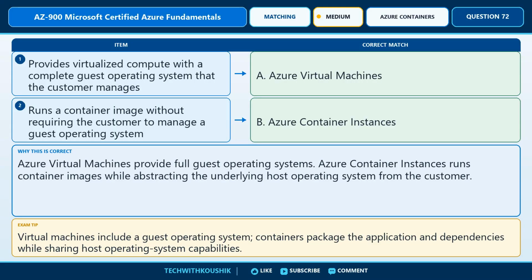Let's review the completed pairs. Choice 1, which provides virtualized compute with a complete guest operating system that the customer manages, pairs with A, Azure Virtual Machines. Choice 2, which runs a container image without requiring the customer to manage a guest operating system, pairs with B, Azure Container Instances.